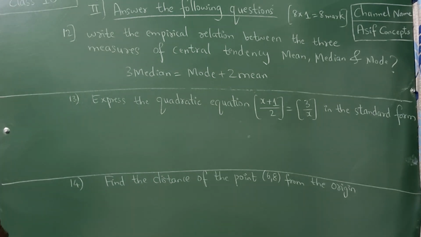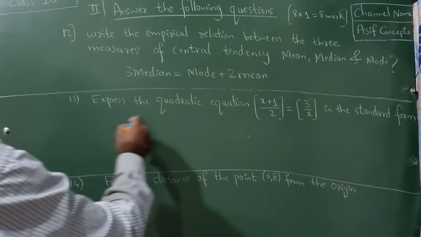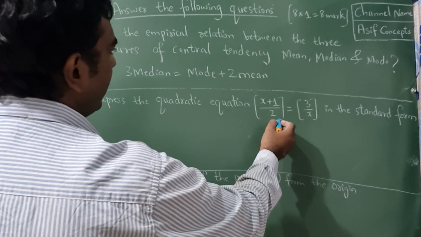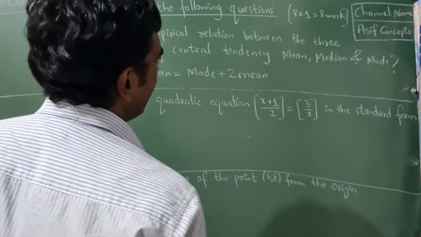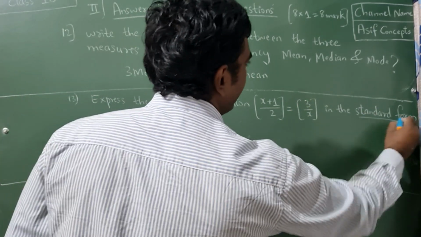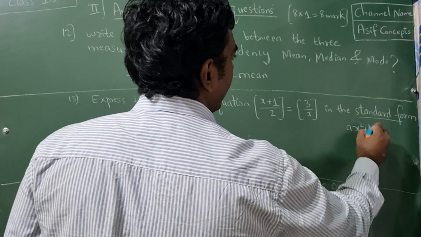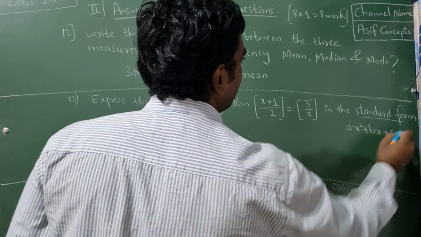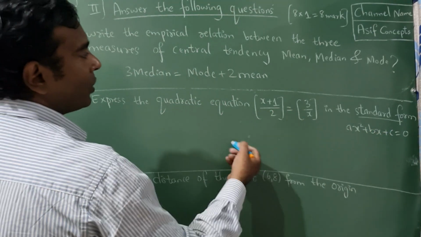Okay. Now 13th question. Express the quadratic equation x plus 1 by 2 is equal to 3 by x in the standard form. Now what is this standard form? It is ax square plus bx plus c is equal to 0. Now how can I solve this?